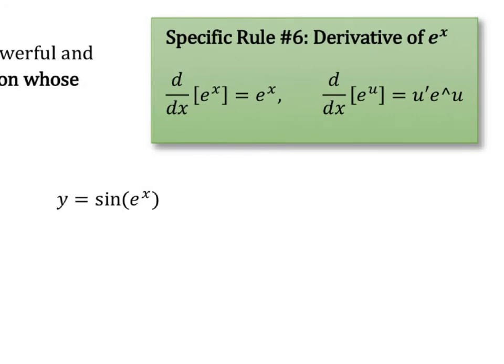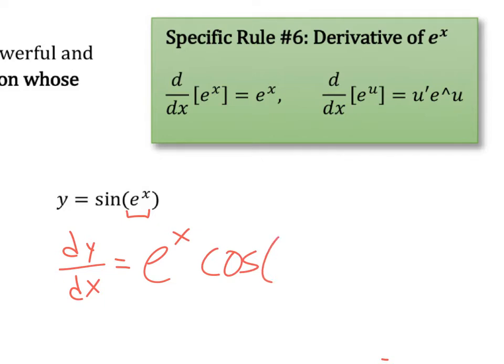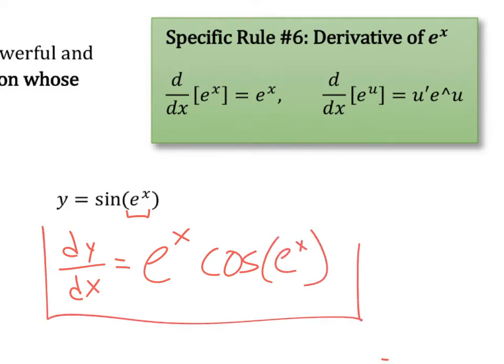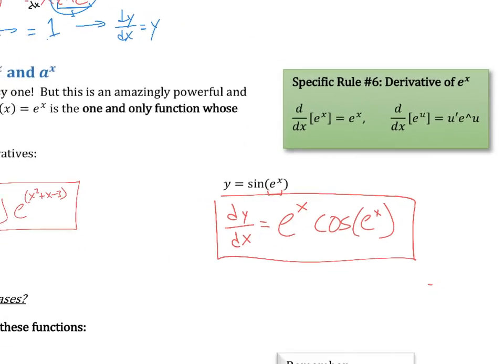Well, how about one more? What if we compose it with a sine maybe? Well, we've got to do dy dx, which means take the derivative of the inside. What's the derivative of the inside? Well, the inside's e to the x. What's the derivative of e to the x? It's e to the x. That's the derivative of the inside times the derivative of sine, which is cosine of e to the x. All right, so the derivative of e to the x is e to the x.